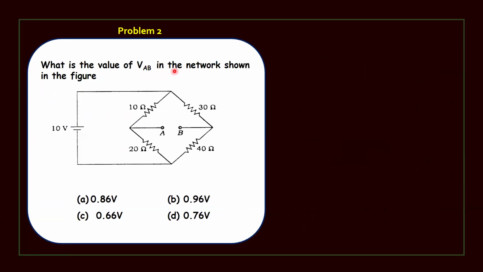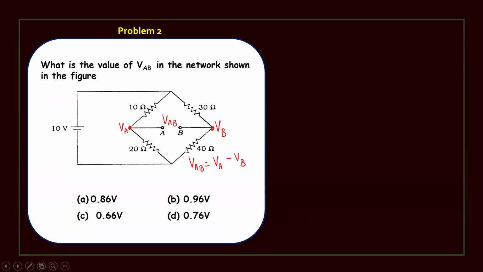What is the value of VAB in the network shown in the figure? One Wheatstone bridge network is given. We need to find the voltage between terminals A and B. So let me mark this as VA and this is VB. We need to find the voltage between the terminals, VAB. VAB equal to voltage VA minus VB.